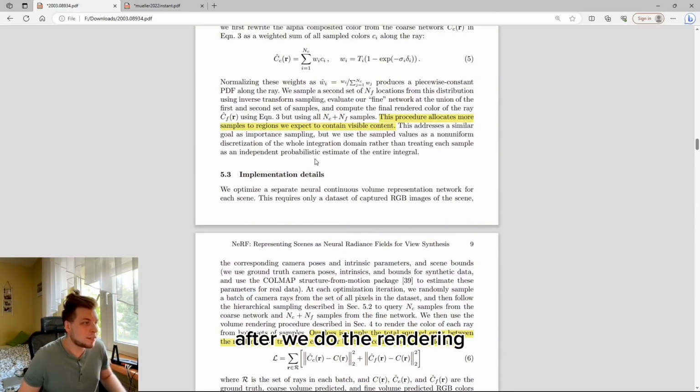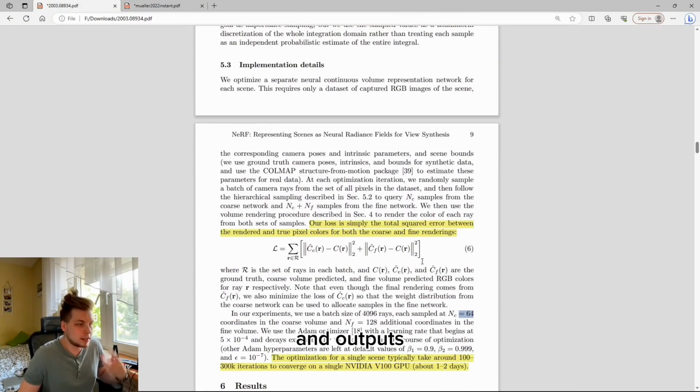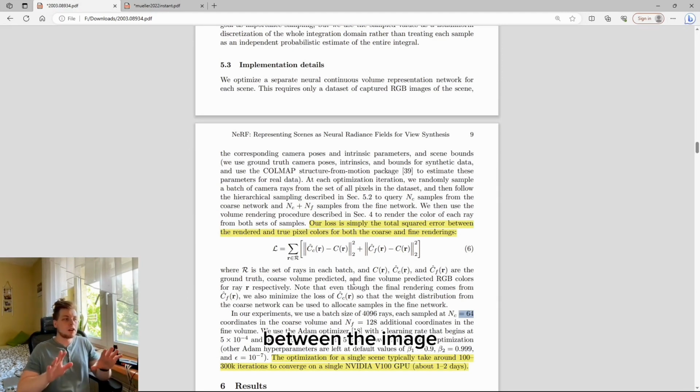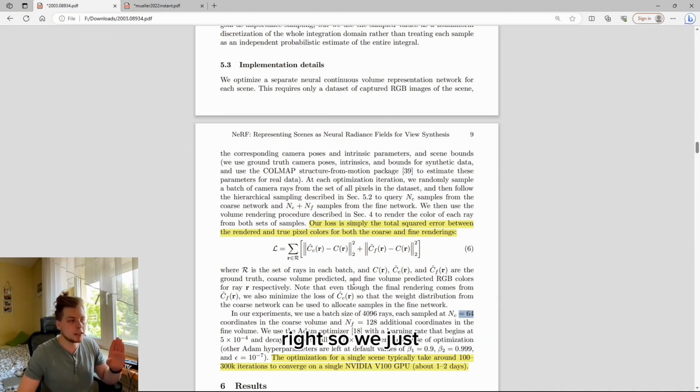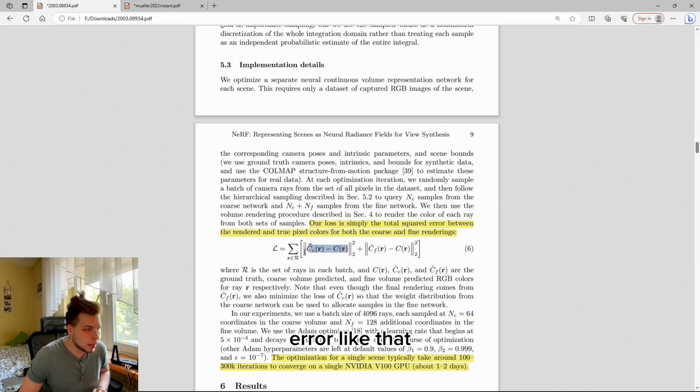And then after we do the rendering using these points and outputs from the network, we can just calculate the mean squared error between the image that is in the training set from this particular point of view and what the network actually rendered for this particular point of view from which the image was taken, right? So we just calculate the mean squared error like that, and we do that independently. We first calculate the mean squared error between the actual image from that point and what the network predicted with this rendering pipeline from this coarse network, so the first network, and then from the other, right?